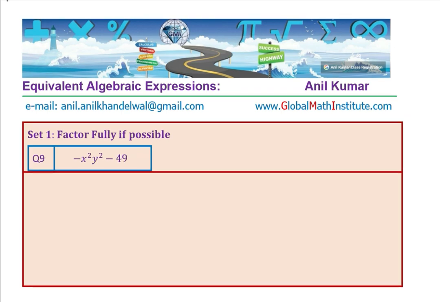Now here we have question number 9, which is minus x squared y squared minus 49. You can now pause the video and start factoring them, right? Not a difficult process. So in this question, we have minus x squared y squared and then minus 49. 49 is 7 squared. Well, let's factor out minus first.